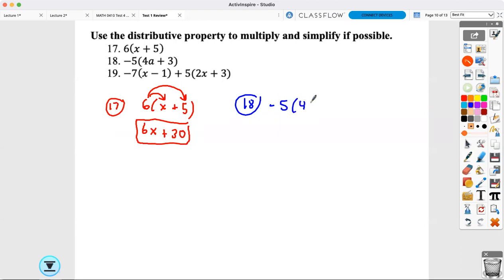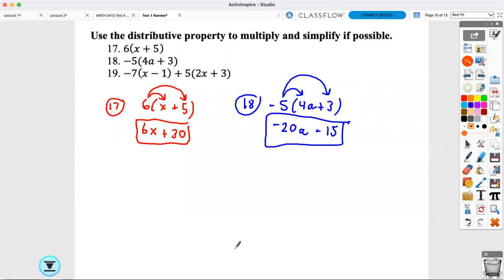Number 18: -5 parentheses 4a plus 3. We're distributing the -5. -5 times 4a is -20a. -5 times 3 is -15. These are not like terms, so we are done.